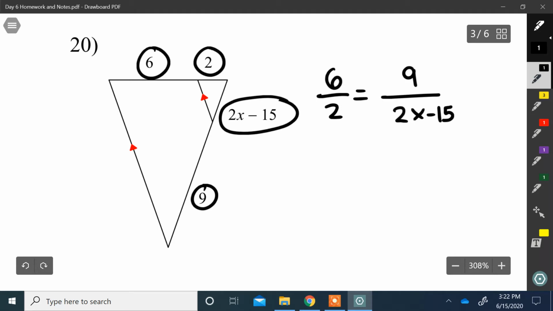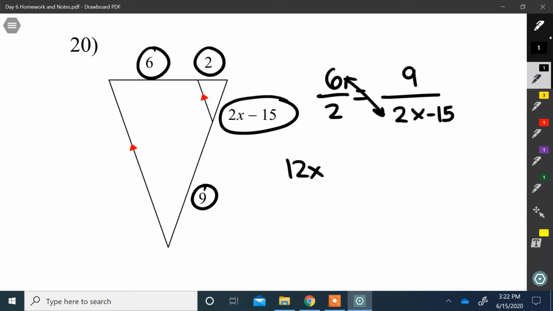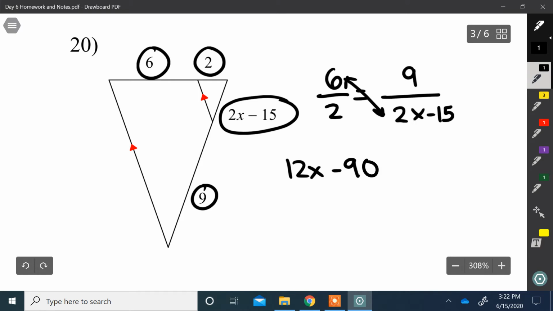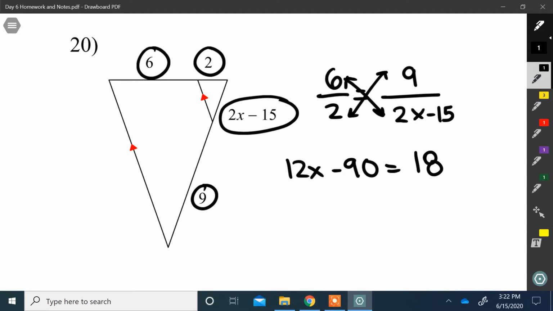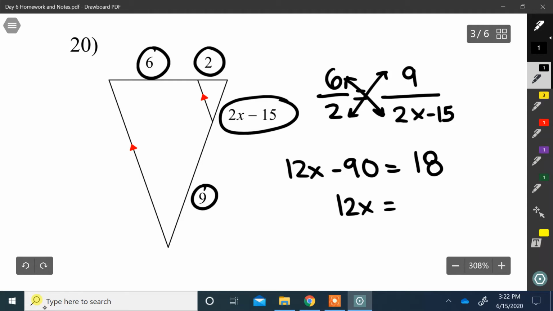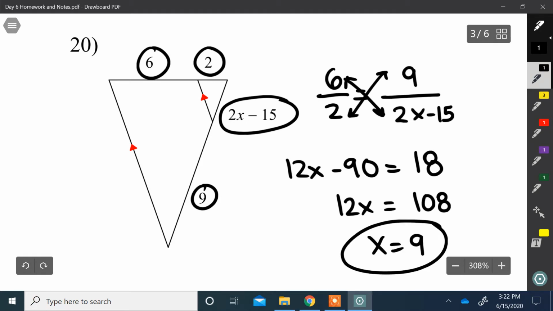Let's go ahead and cross multiply. We're going to multiply 6 times 2. 6 times 2 is 12x, and then 6 times 15. Okay, that should be, let me see, 90. And then 2 times 9, and that should be 18. So we're going to add 90 on both sides. And then we're going to go ahead and divide by 12. And you should get x is equal to 9 for number 20.